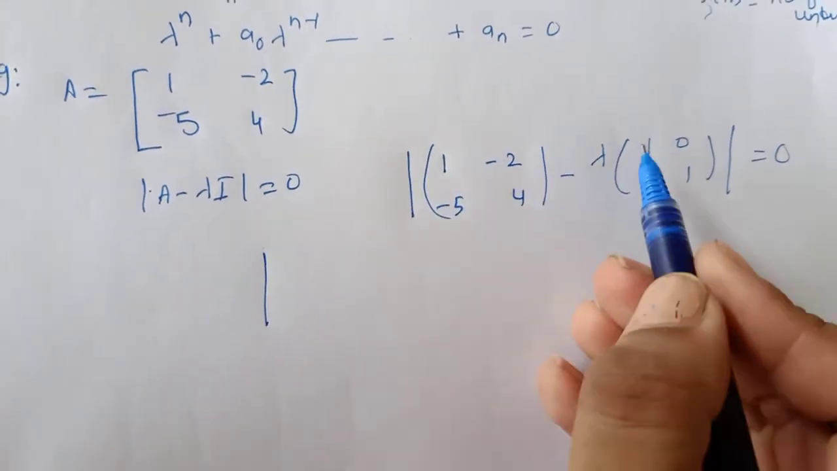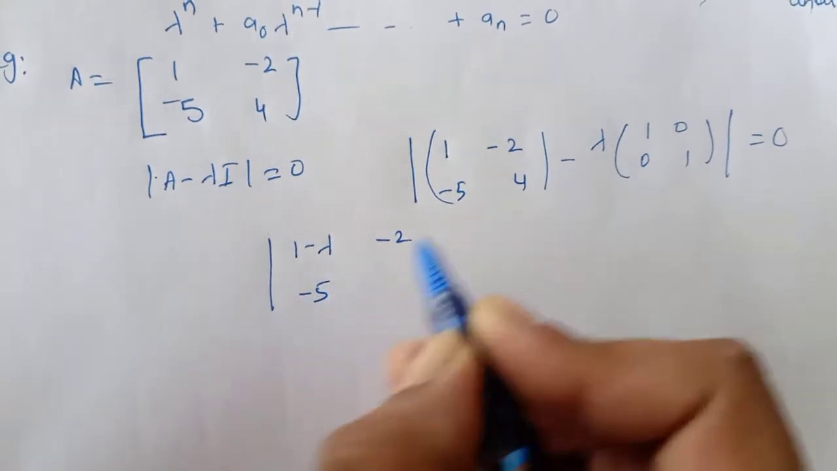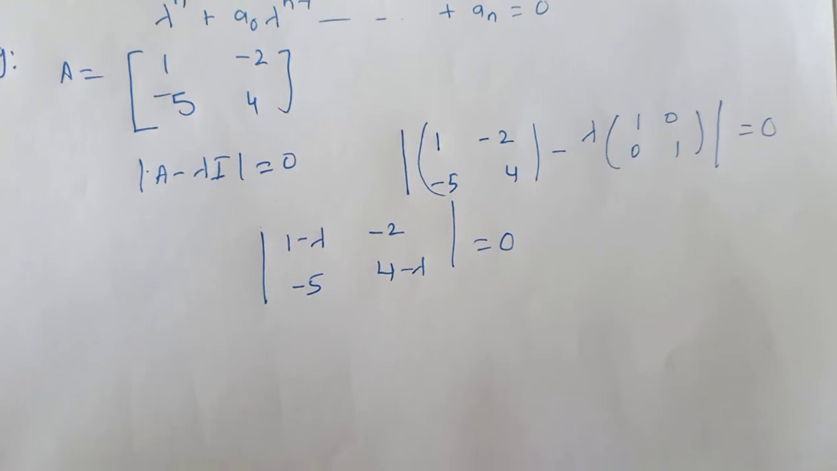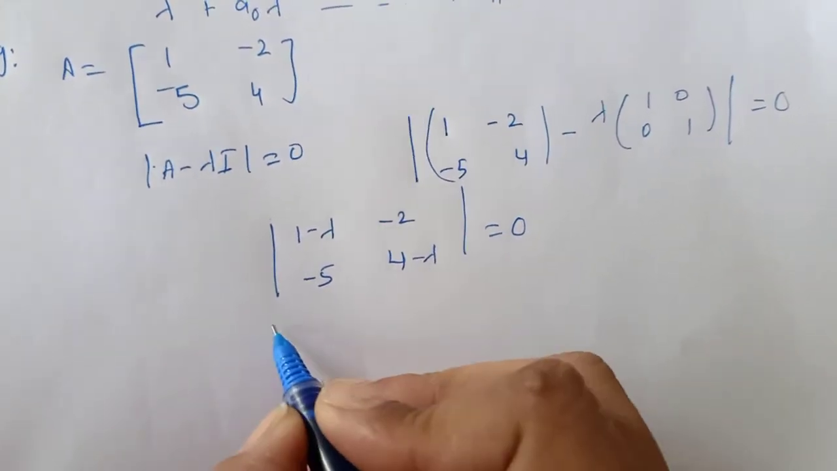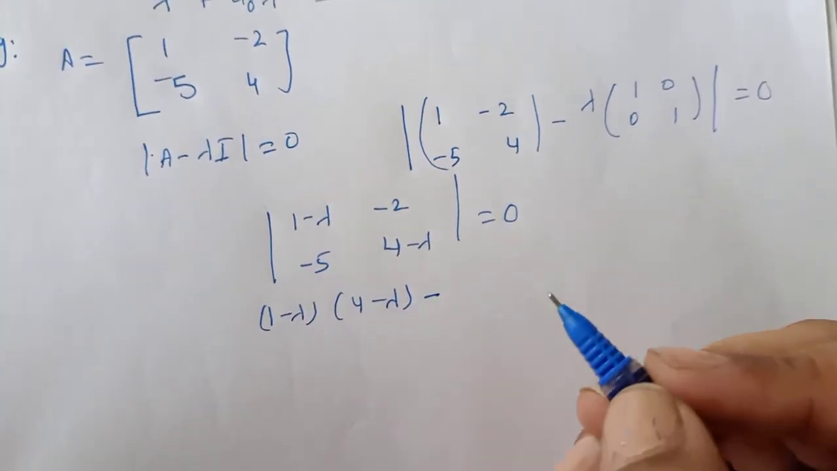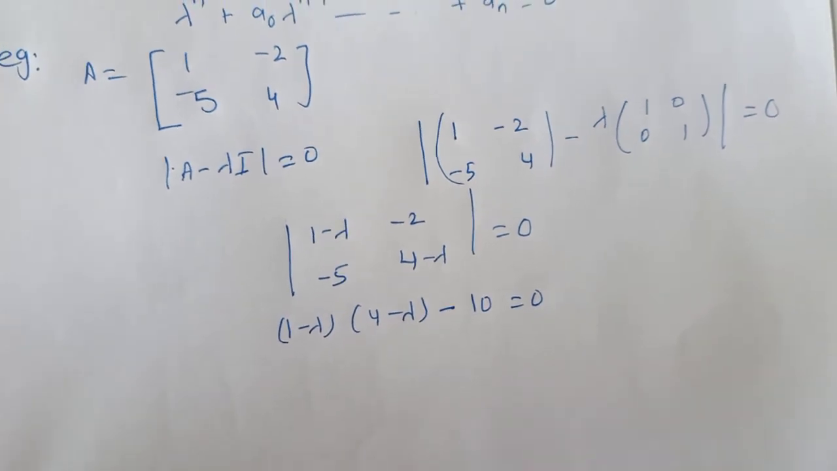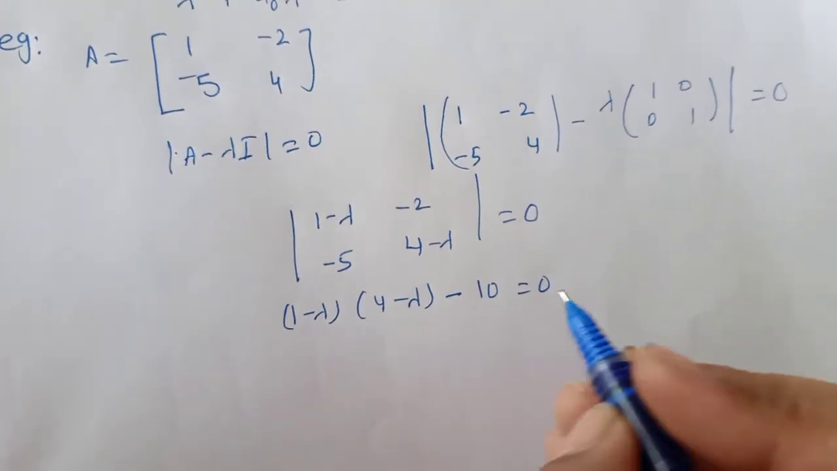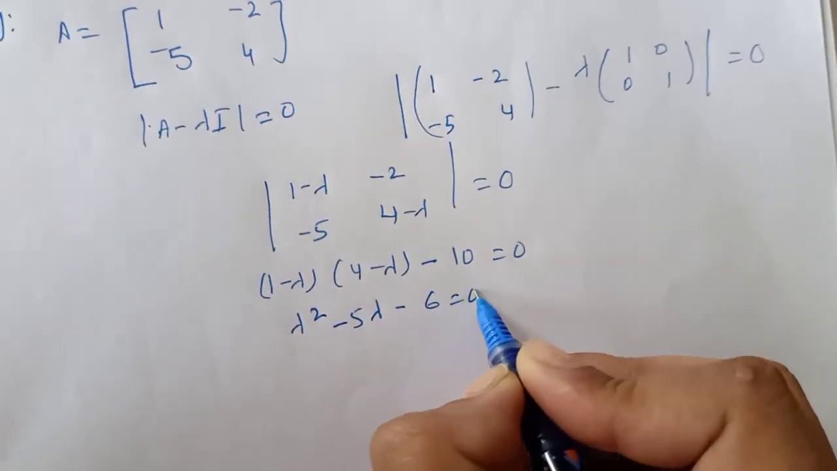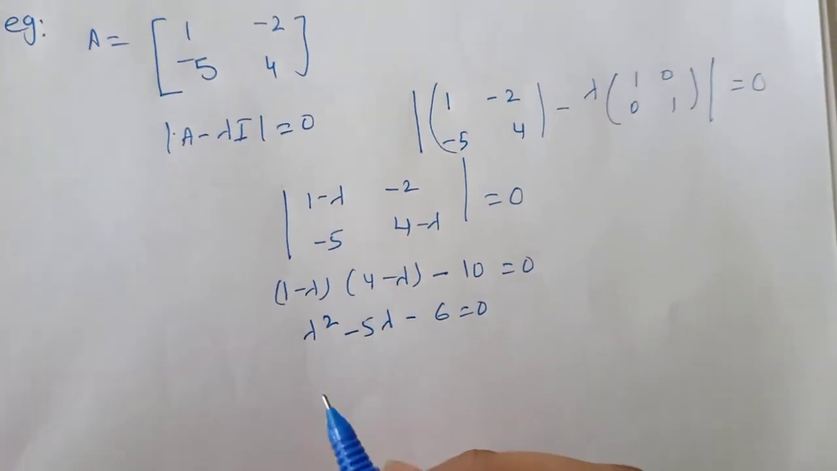So if I simplify, this will be 1 minus lambda, minus 2, minus 5, and this will be 4 minus lambda, determinant equal to 0. And if you solve it, it will be 1 minus lambda into 4 minus lambda minus 10 is equal to 0, or you can simplify to obtain a quadratic equation in lambda. This equation is known as the characteristic equation. We'll find roots of this equation now.